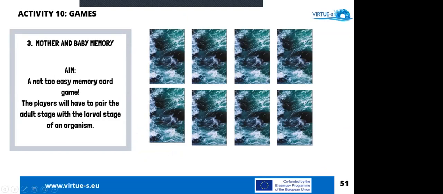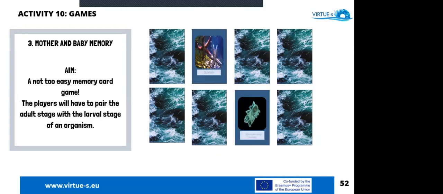The third game is Mother and Baby Memory, and is again addressing the topic of larvae and adult stages, but in this case in the form of a memory game. So players shall pair the larval with the adult stage by choosing cards on the board. Here we have an example.